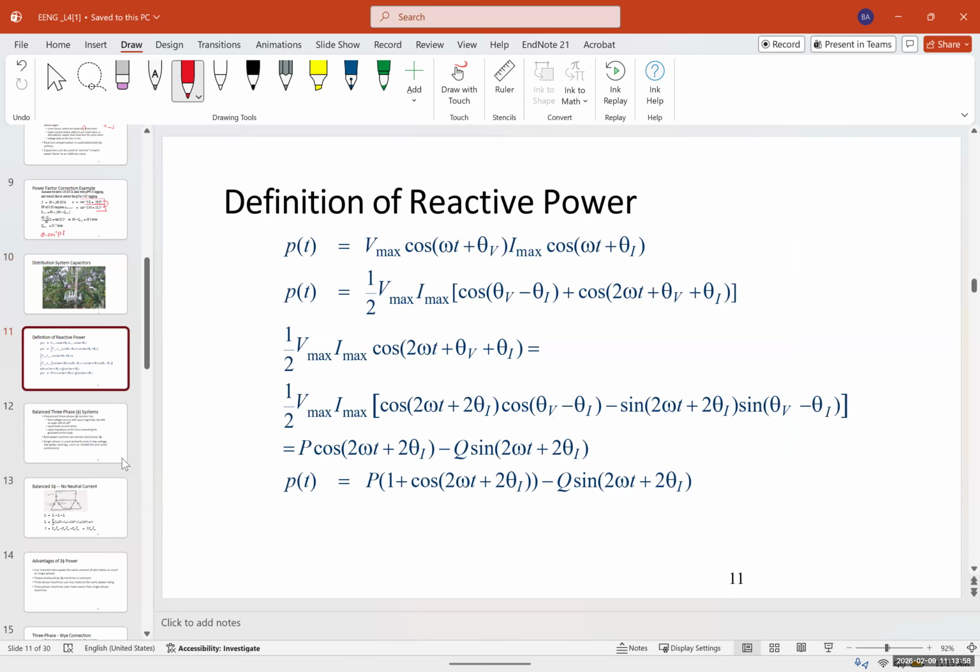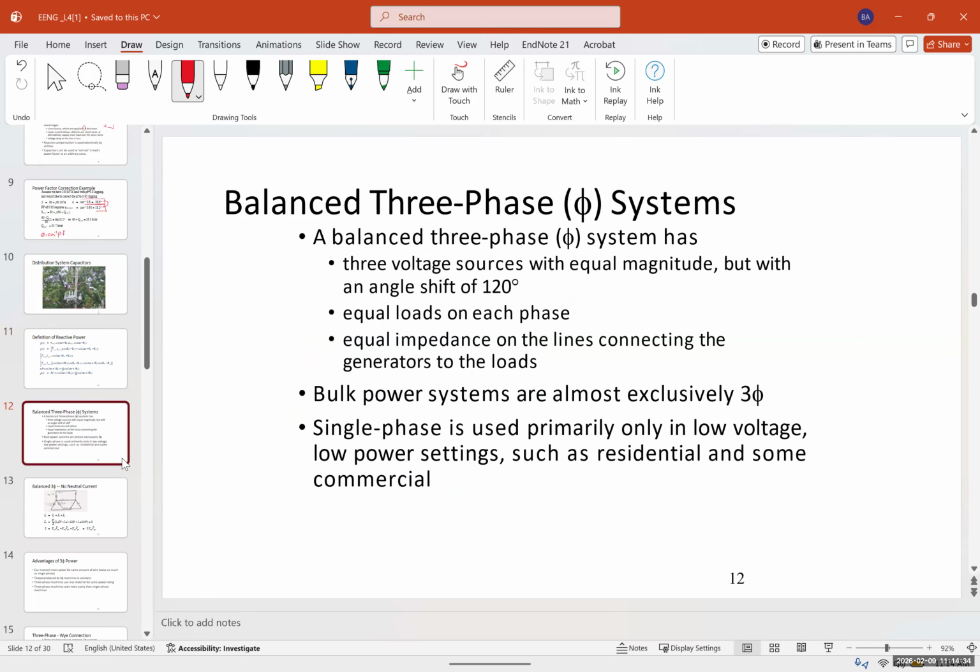Now, the definition of reactive power, as you know, this is just a reminder. p(t) is V max cosine of omega t plus theta V, times I max cosine of omega t plus theta I. And if we expand that, we get P cosine of 2 omega t plus 2 theta I minus Q sine of 2 omega t plus 2 theta I. Therefore, p(t) would be P times 1 plus cosine of 2 omega t plus 2 theta I, minus Q sine of 2 omega t plus 2 theta I.